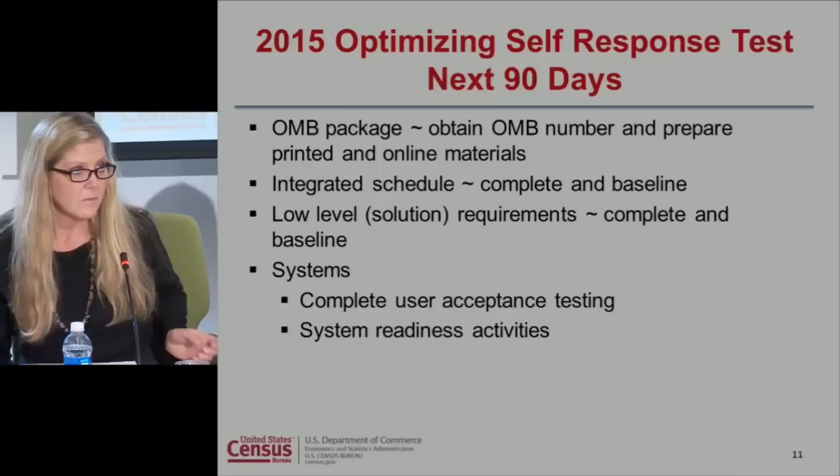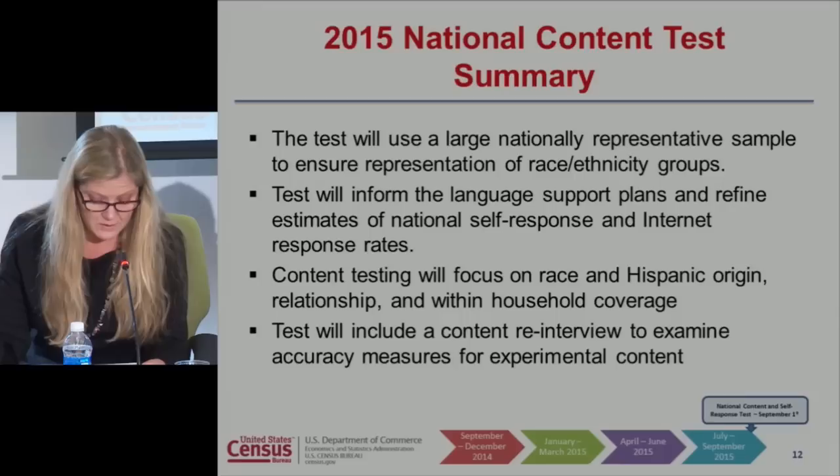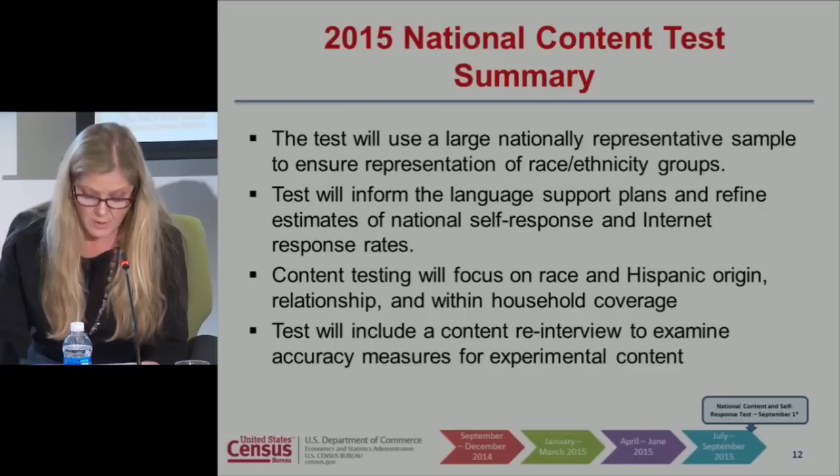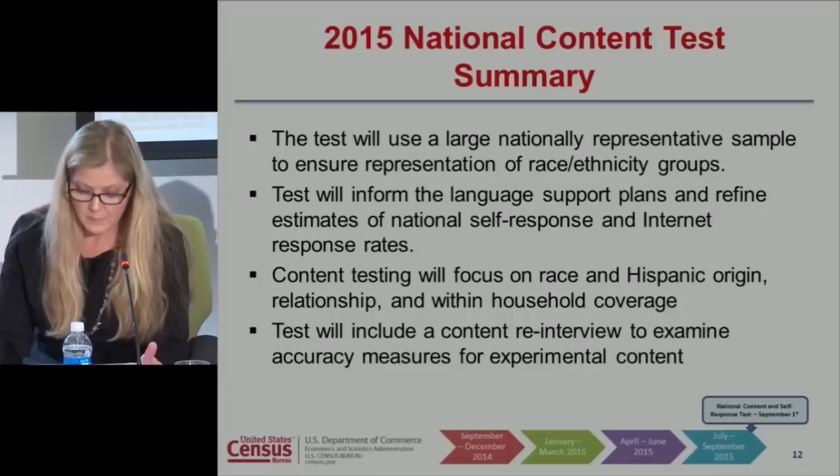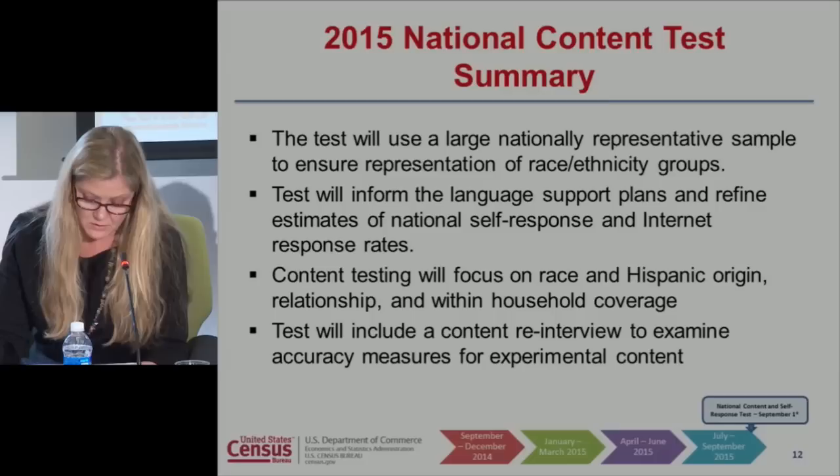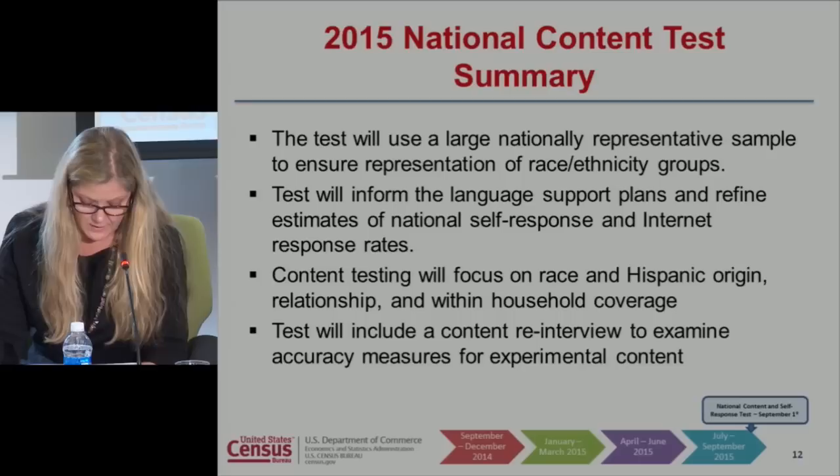And finally, the national content test. The summary information is that we will use a large nationally representative sample to ensure representation of race and ethnicity groups. The test will inform language support plans and refine estimates of national self-response and internet response rates. Content testing will focus on race and Hispanic origin, relationship, and within household coverage. And the test will include a content re-interview to examine accuracy measures for experimental content.